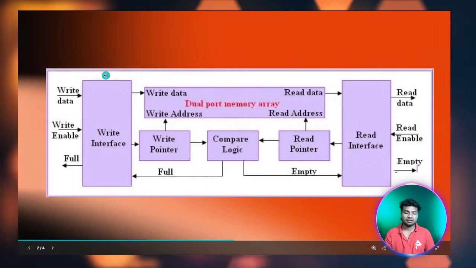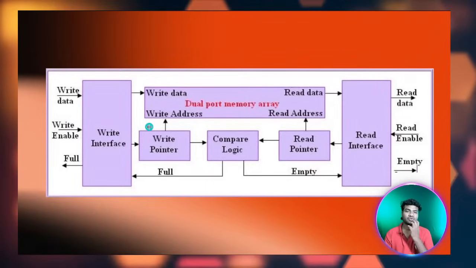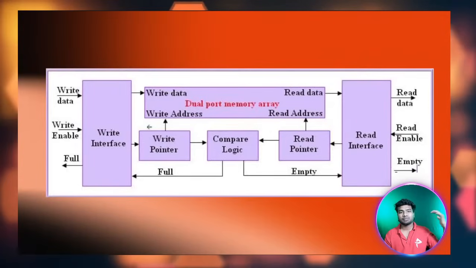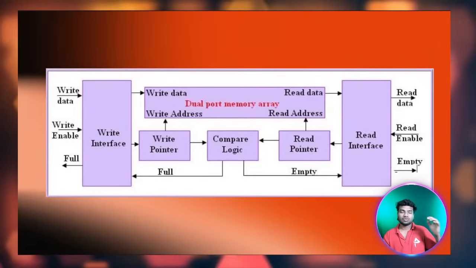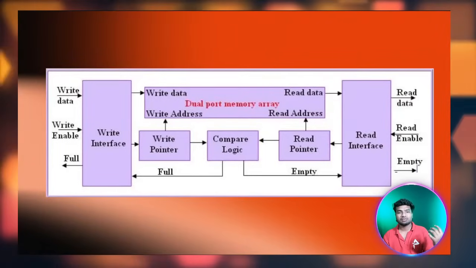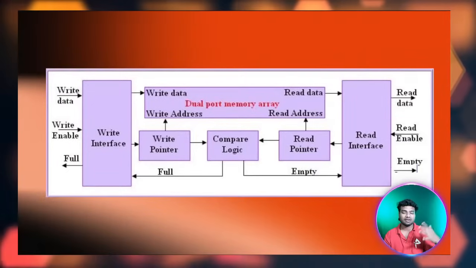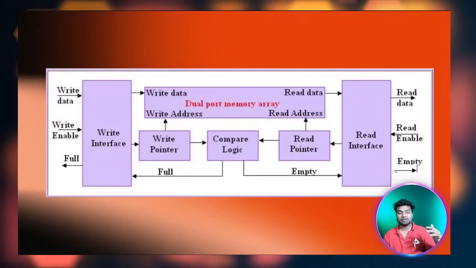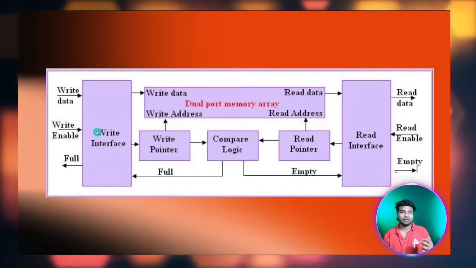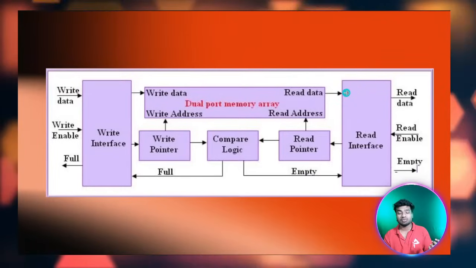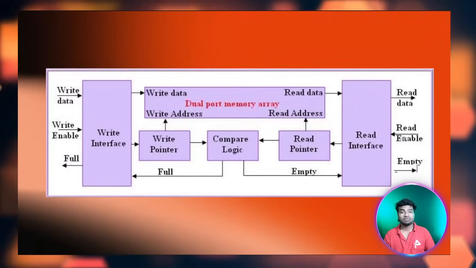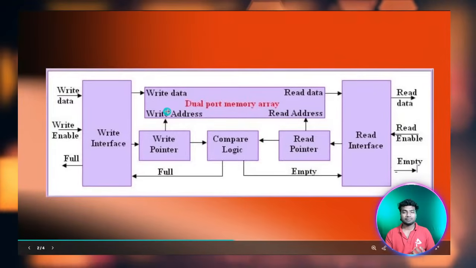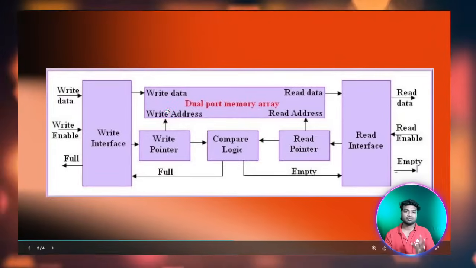It has a write interface and a read interface. FIFO is also one kind of memory, it has memory locations, so we need the address. From the address we can read and write by using the enable signals, write data and read data. Write enable means I can write into the FIFO memory. Read enable means I can read from the FIFO memory.